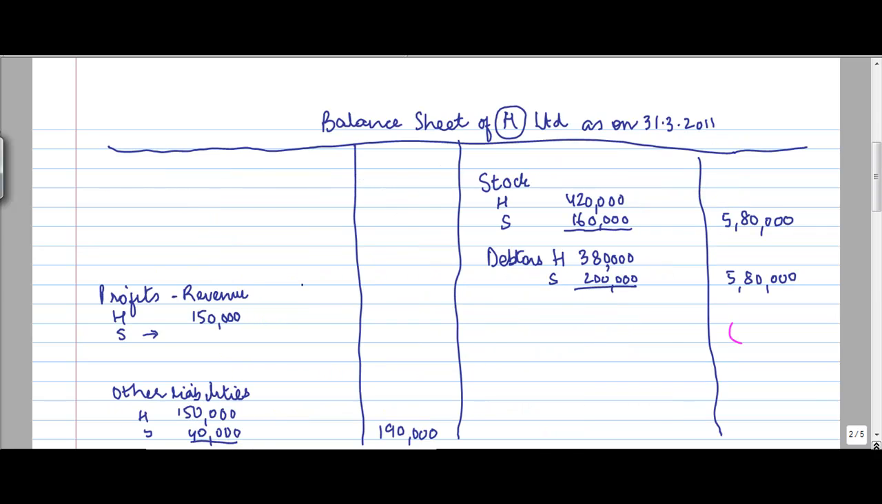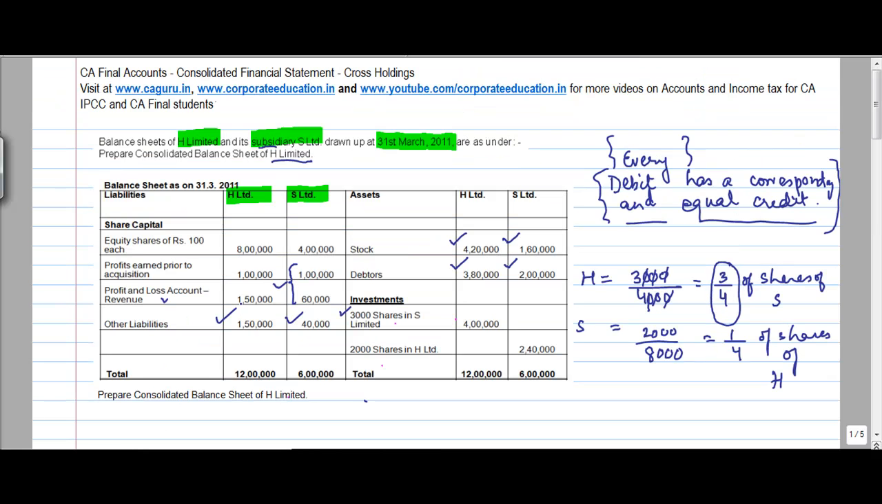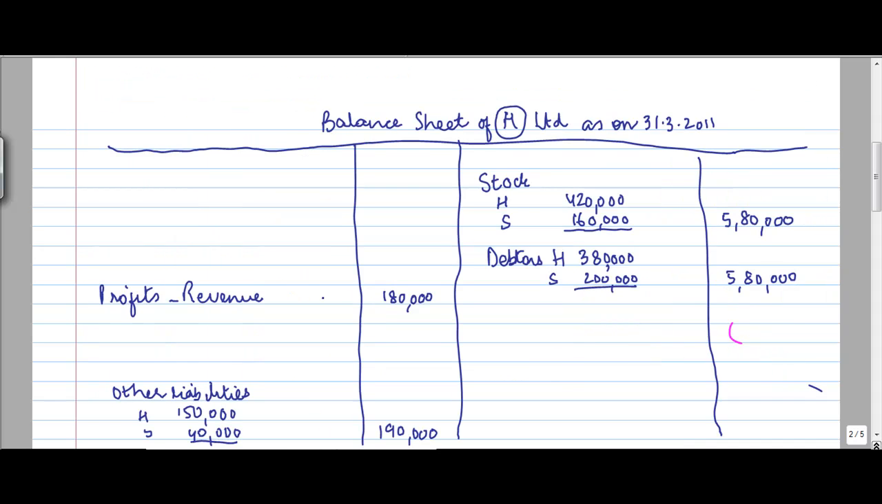Let us plug this figure here. Maybe I can just put in a combined number here rather than breaking it. So I can write this as profit revenue is equal to 1,80,000. Now I told you that every debit has an equal and opposite credit. Now what is debited here? What is removed from this balance sheet? I am removing two things from here, 1,50,000 plus 60,000. So 2,10,000 credit is being removed. And what I have put in here is only 1,80,000.